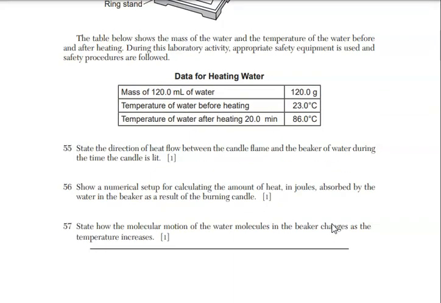For 56, show a numerical setup for calculating the amount of heat in joules absorbed by the water in the beaker as a result of the burning candle. Well, for this, we need a heat equation. We do have a change of temperature with the water. Let me just show you where it is on reference table T, and we'll come back and set it up.